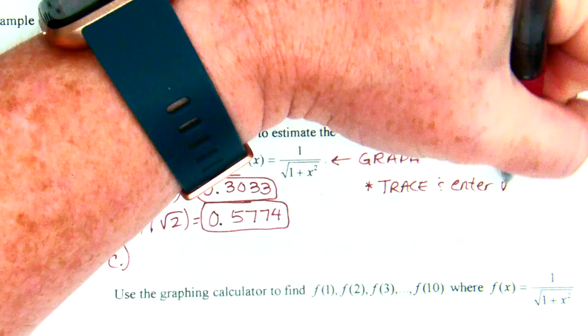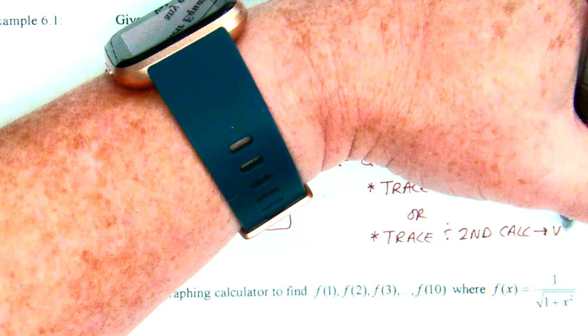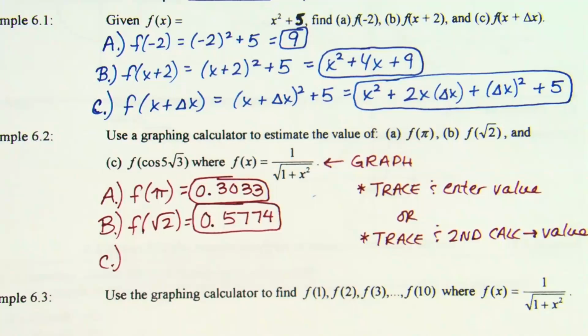Okay, so I'm going to write it over here. My options: I can do trace, and what I just did that time is, after I hit the trace button, I just entered the x value. Or the other option is I can do trace and second calc. I didn't really write that right, and just go to the value option.